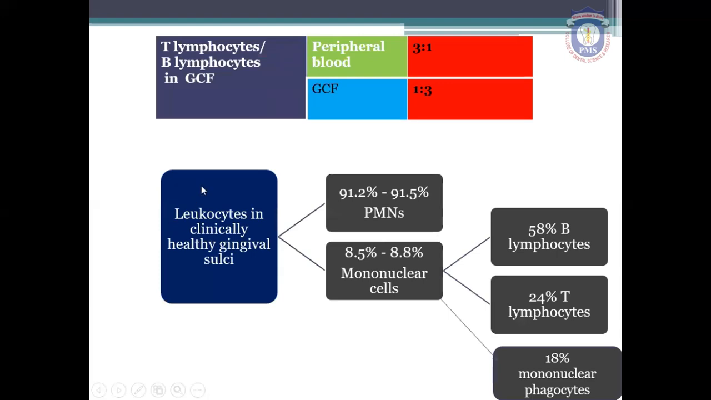In the GCF, the T lymphocyte to B lymphocyte ratio is about 1:3, which is just the reverse as found in the peripheral blood. So, in a clinically healthy gingival sulcus, about 91.2 to 91.5% of these leukocytes are PMNs, and mononuclear cells are about 8.5 to 8.8%.